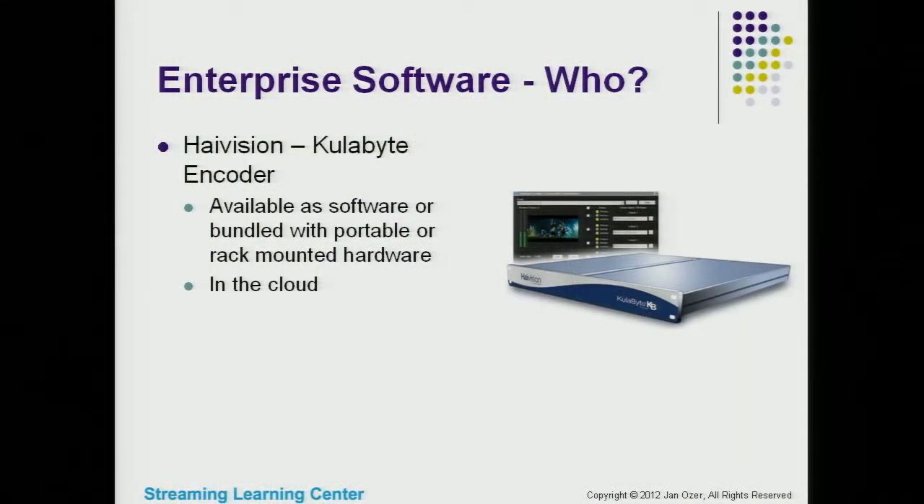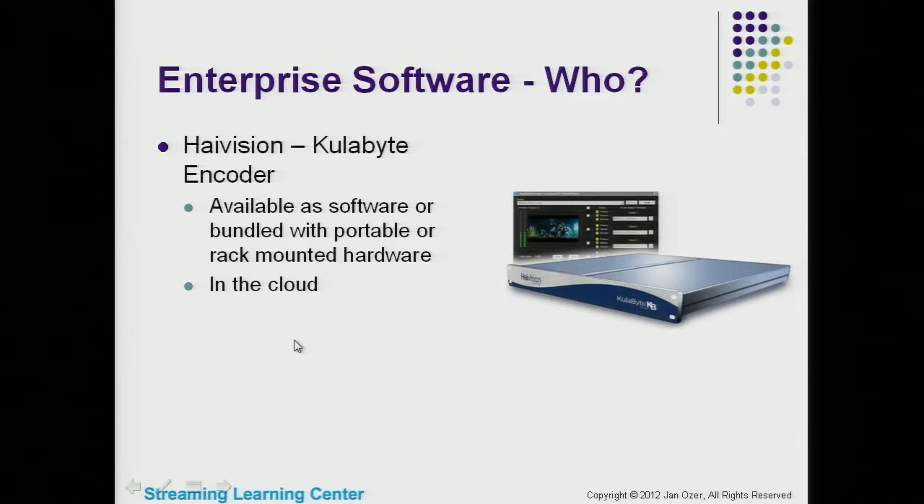So if you prefer a software solution to a hardware solution, you don't want to buy a $40,000 box, you'd rather buy $6,000 software and put it in an existing computer, the only alternative I think you really have is the HaiVision Kulabyte software. And that's offered in a number of different configurations. You can buy it as software only, install it yourself. You can put it in a portable unit. That's the unit we saw in the portable category, or you can buy it in rack-mounted hardware. And you can also use it in the cloud.